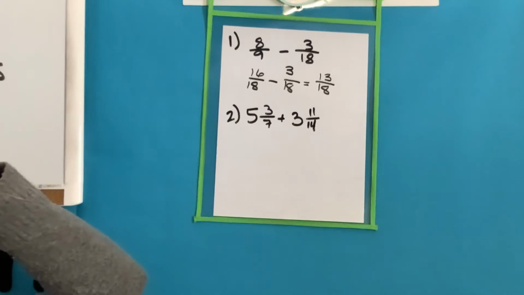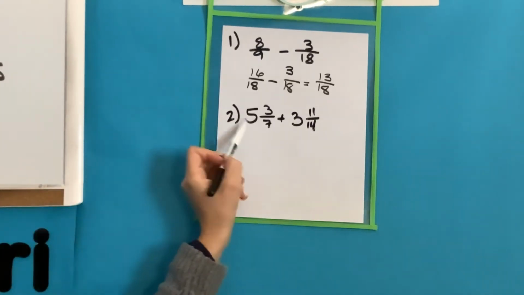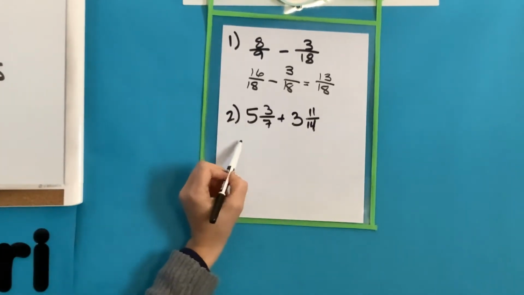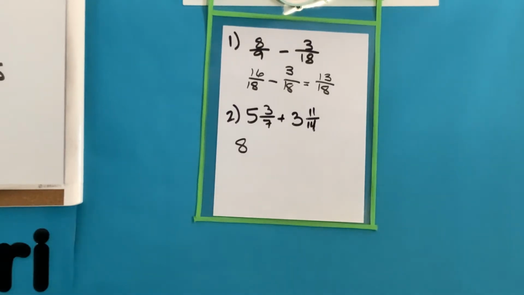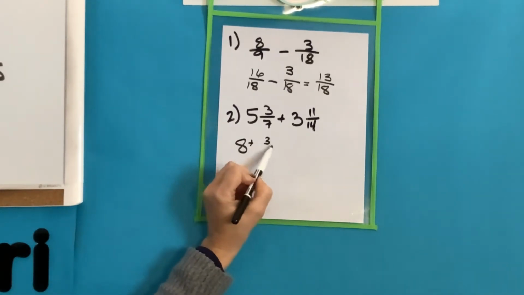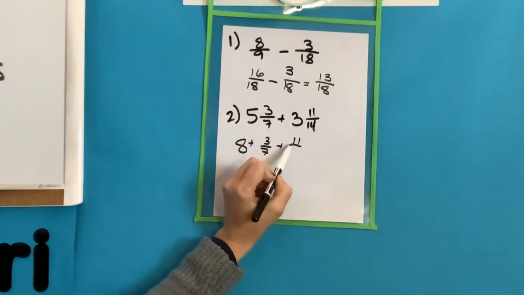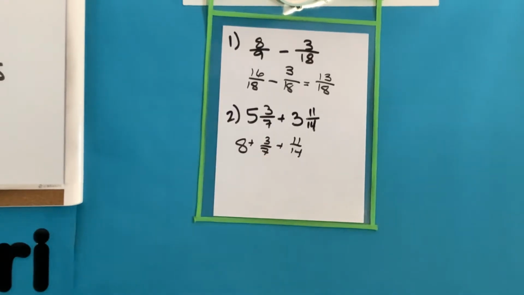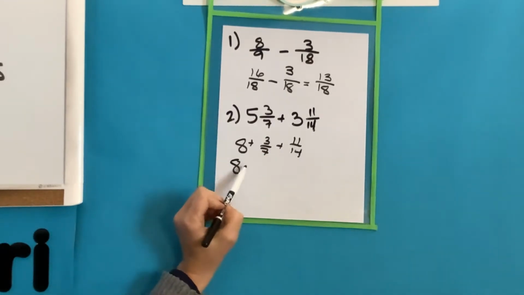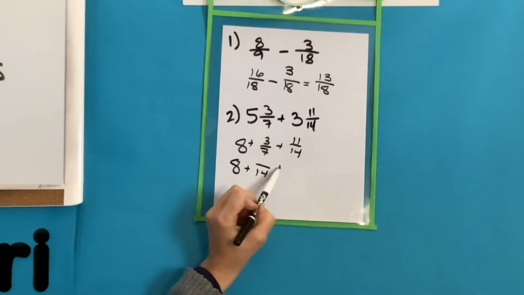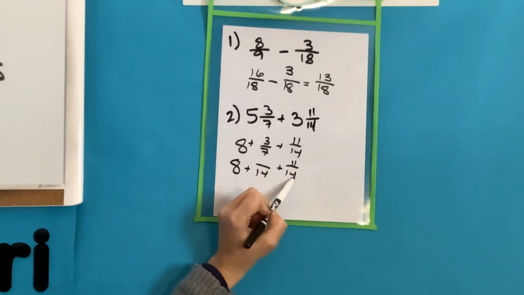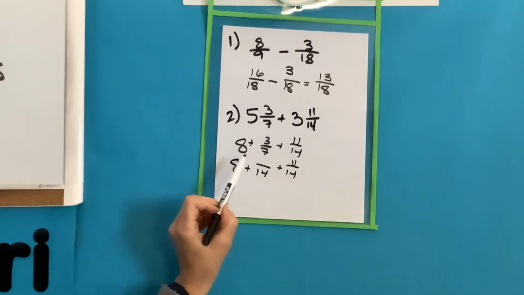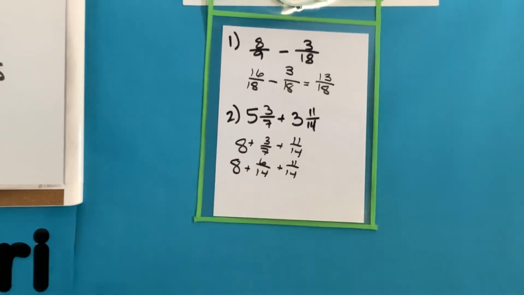Yesterday, we started working on adding mixed numbers. So remember, step one is to add our whole numbers. 5 plus 3 is 8. Then we copy down our fractions and move on to finding our common denominator, which is 14. So again, our second number did not need to be changed. Our first one, though, we multiply both by 2, to get 6.